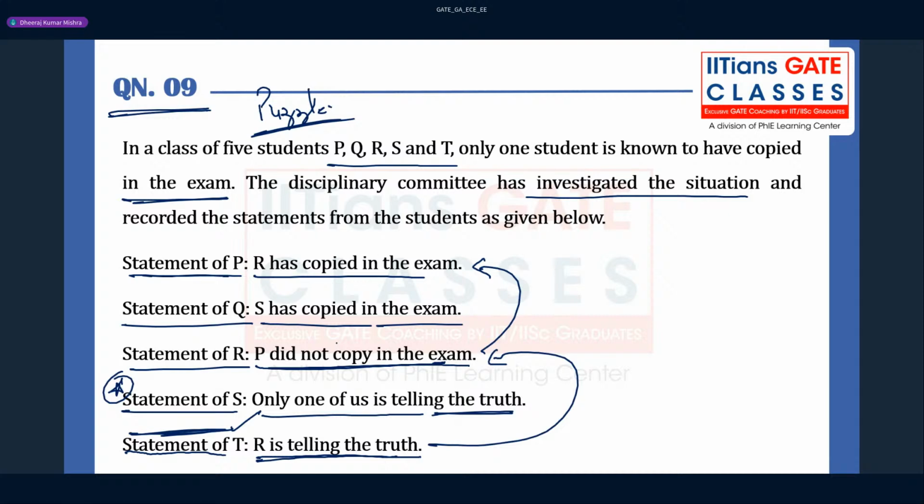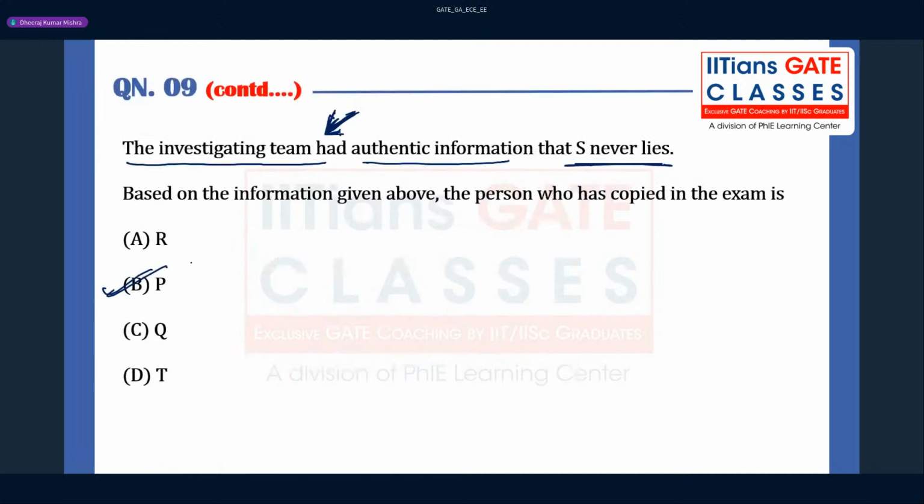If you consider that T is telling the truth means R is telling the truth, there is a confusion between T and R, and these are the wrong statements. Remember, R is not telling the truth. So the statement of P is wrong here. The statement that R has copied the exam is wrong. R has not copied the exam, but P has copied the exam. So the answer will be P. That is very important to keep in mind.